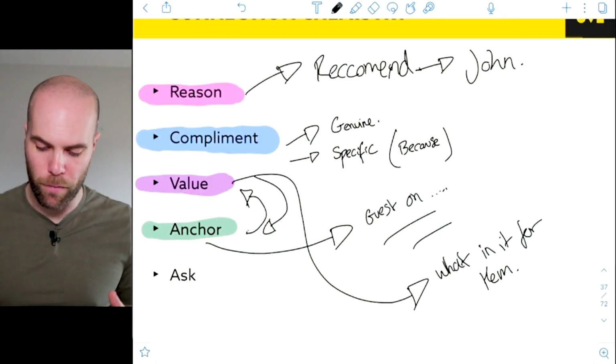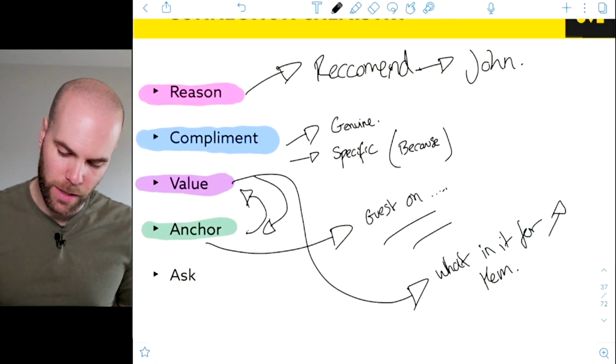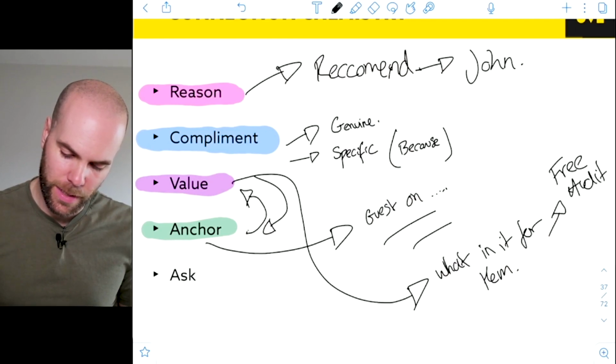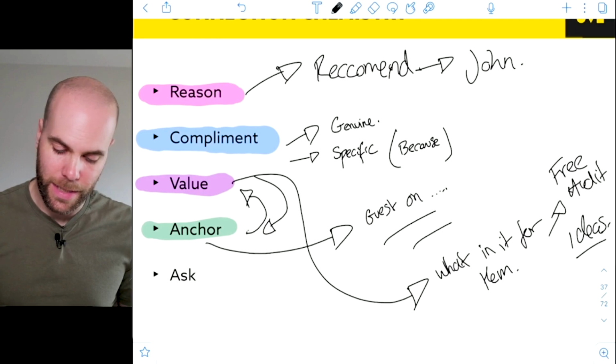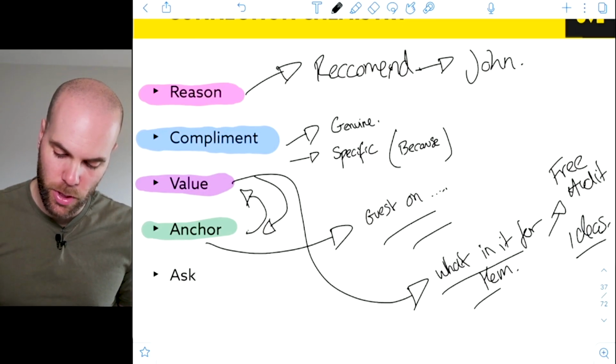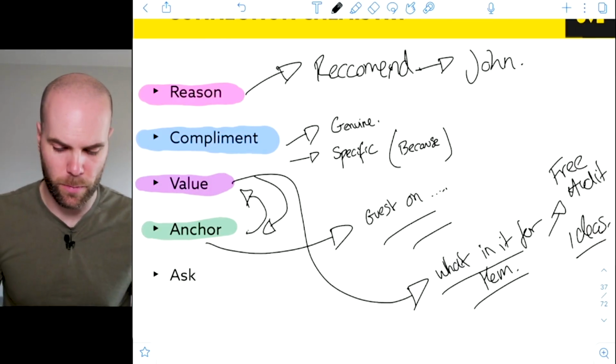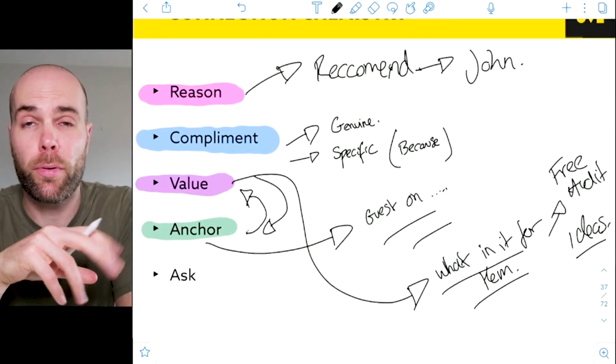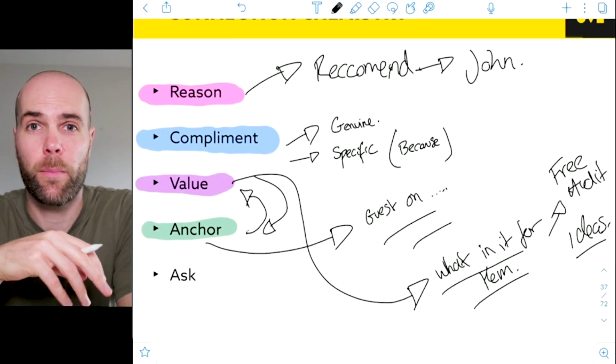So what are you going to offer them? And so this could be anything. It could be like a free audit. It could be some ideas. What are they going to get from this? So in this instance, what I would usually do as a podcast, if I'm pitching to a podcast, is I would offer to promote that episode or that podcast, right?